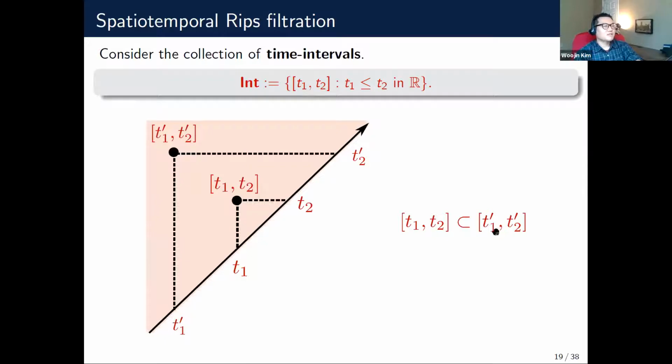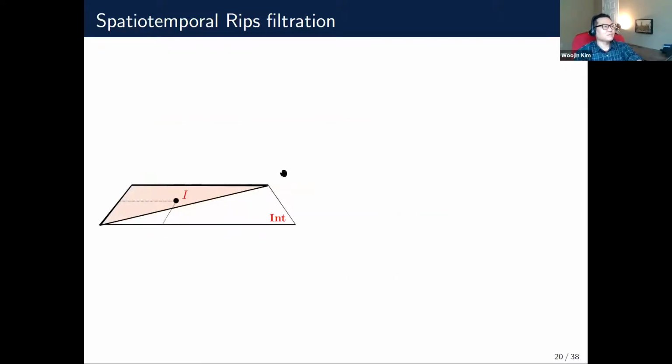Then whenever we have two time intervals where one contains the other, the point corresponding to the larger interval is located at the upper left part of the point corresponding to the smaller interval. You can see that from this picture. Okay, let's keep this in mind. We can represent this Int collection as the collection of points above the diagonal line. We are going to put this picture in the three-dimensional space. Specifically on the xy plane, let's put here. And then let's fix a certain interval I, which is a point in this region. And at the height delta, we would like to assign a certain delta-Rips complex.